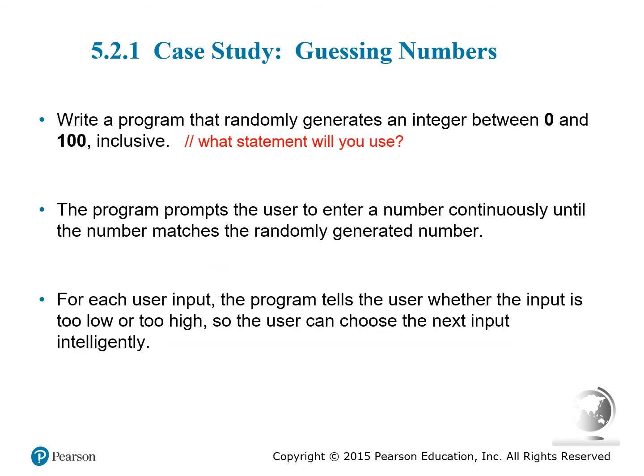Consider the following case study. We will write a program to generate a random integer between 0 and 100 inclusively and prompt the user to enter their guess until the user guesses the correct number. Each time, the program will tell the user if the guess is too low or too high. Take some time to look through the code in listing 5.2 and 5.3.